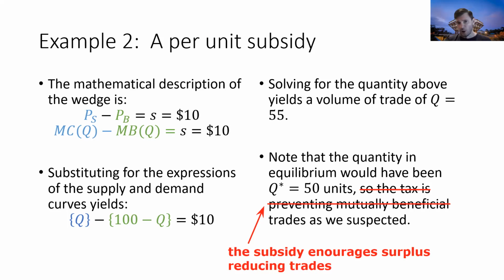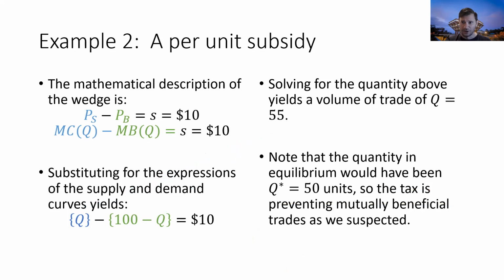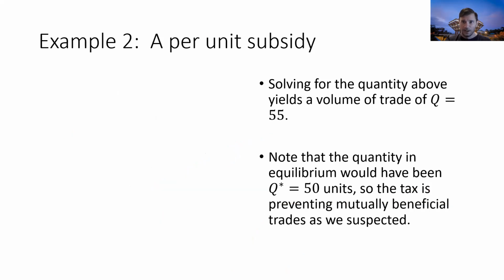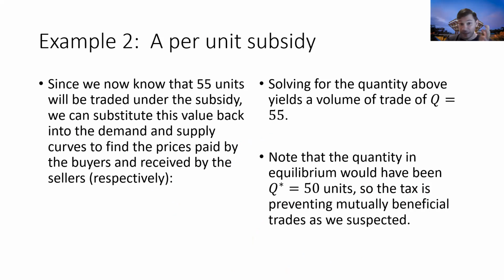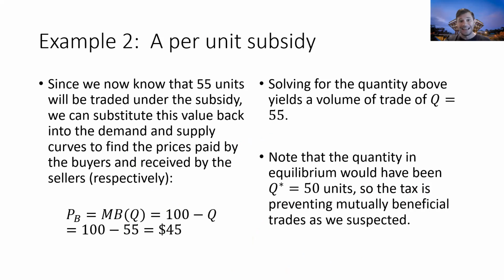Okay, now if I want to know what prices buyers and sellers pay and receive, again, all we have to do is take that 55 units, plug it in the supply curve, take that 55, plug it into the demand curve, and we should be able to see here in this case, buyers are now paying $45 and sellers are receiving $55.